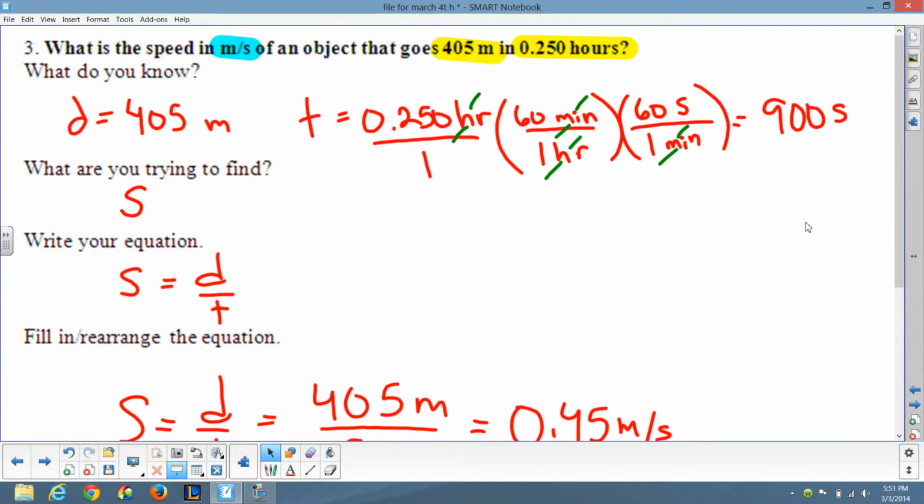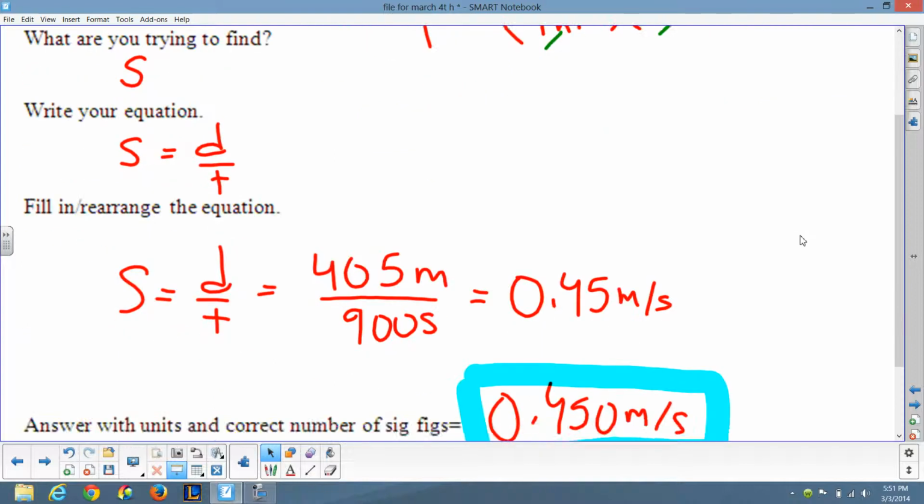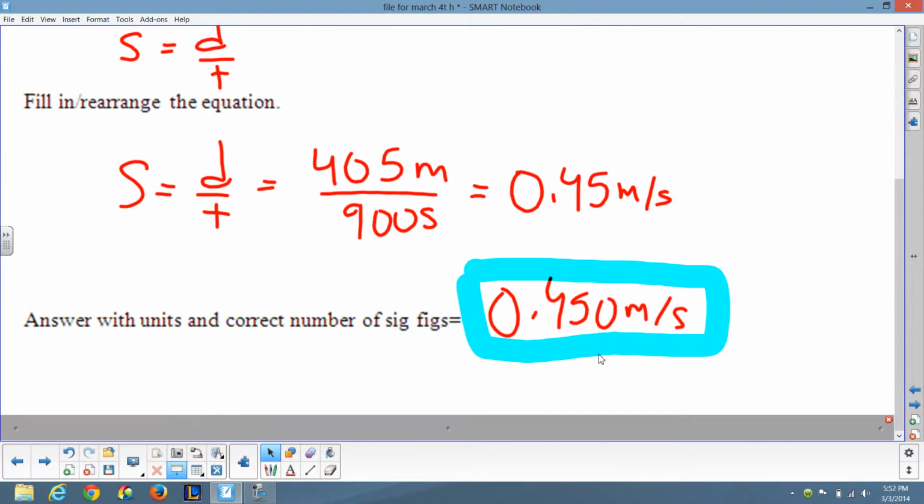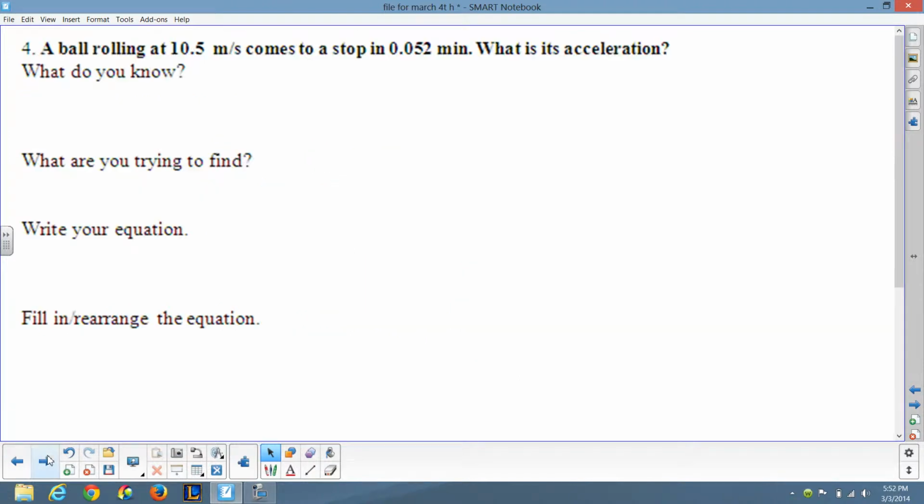I need 3 significant figures though. Why? 0.250 has 3. 405 has 3, so I write my answer with 3. My units are meters per second. Alright, a ball is rolling at 10.5 meters per second. It comes to a stop in 0.052 minutes. I want to know its acceleration.